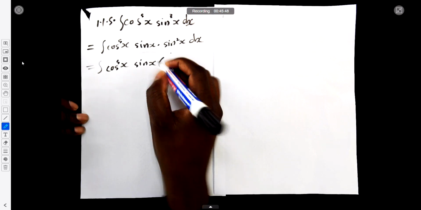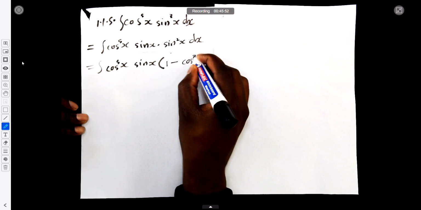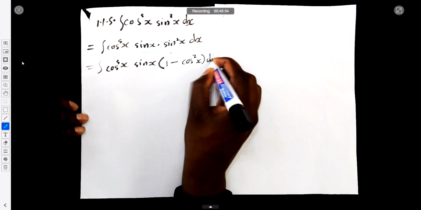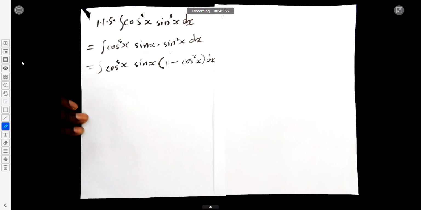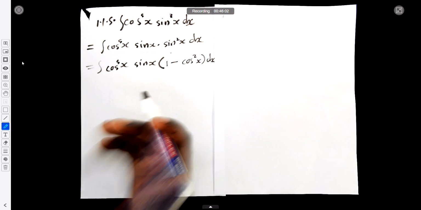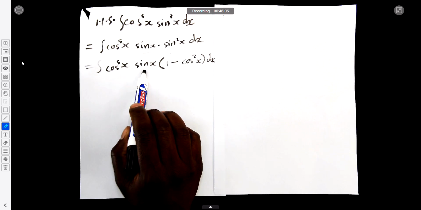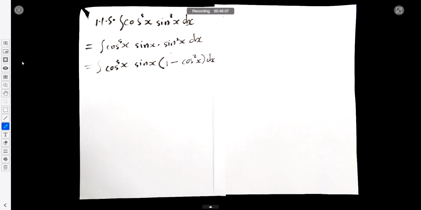Therefore, what is sine squared in identities? 1 minus cos squared x, dx. That is the first step. So at least now you can even utilize the U method and say, this is my function, this is my derivative. And let U equal cos x.